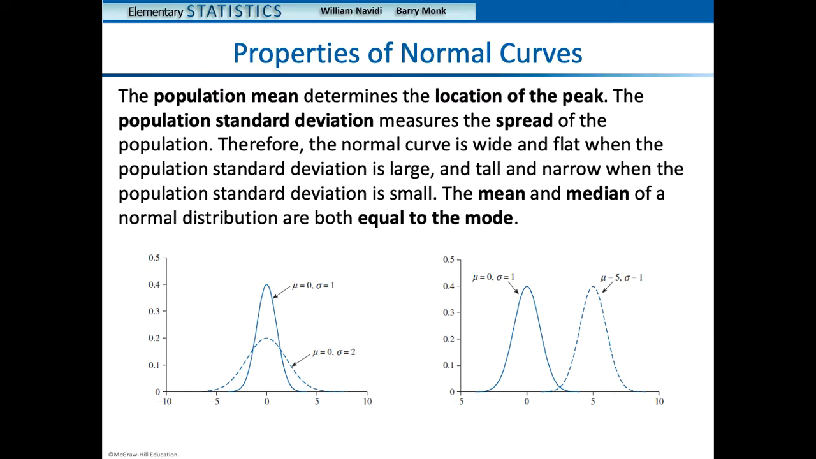In the diagram on the right side of the screen, we have two normal curves that have the same standard deviation but different means. The standard deviation is the same because the curves are both the same width, right? They both have standard deviations of 1. But the solid line curve has a mean of 0, and the dotted line curve has a mean of 5. And again, we know that because those are the numbers that the curves are centered over, okay?